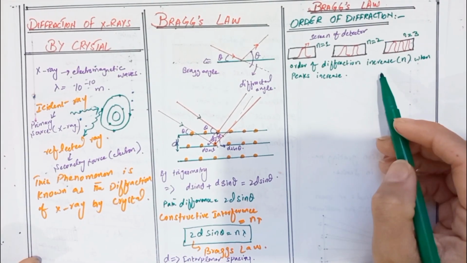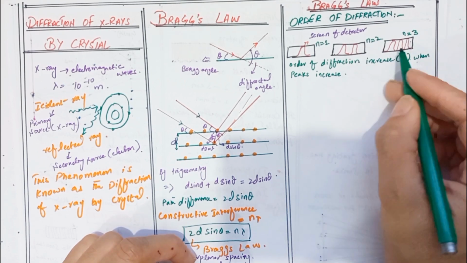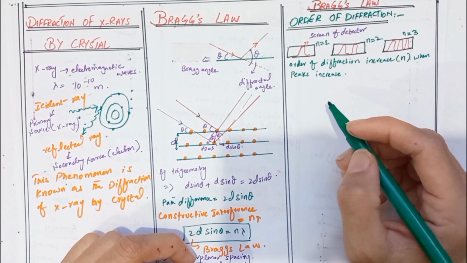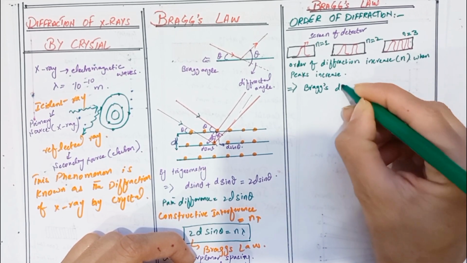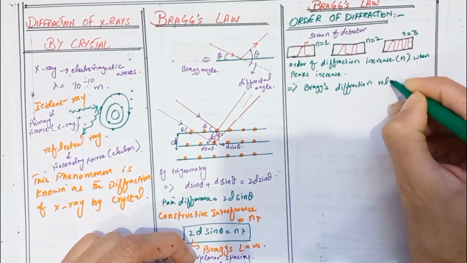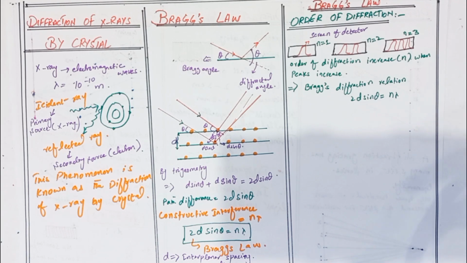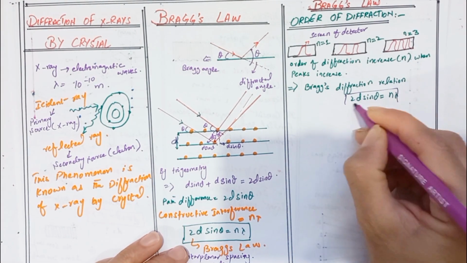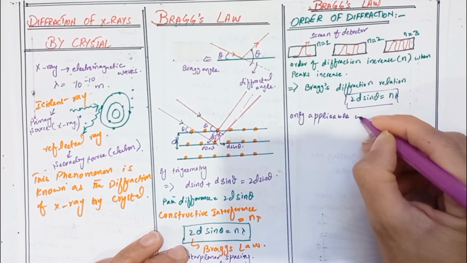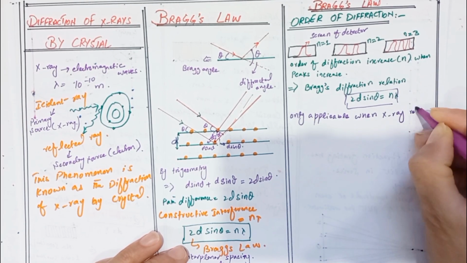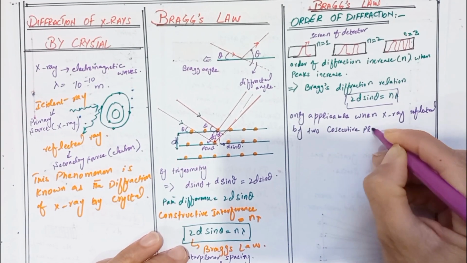If we continuously increase the order of diffraction, the peaks are compressed into a small area, so we are not able to separate these peaks. Second, the Bragg diffraction relation, that is 2d sine theta is equal to n lambda, is only applicable when X-ray is reflected by two consecutive planes.